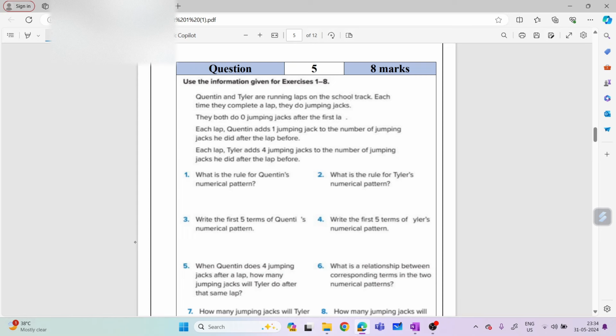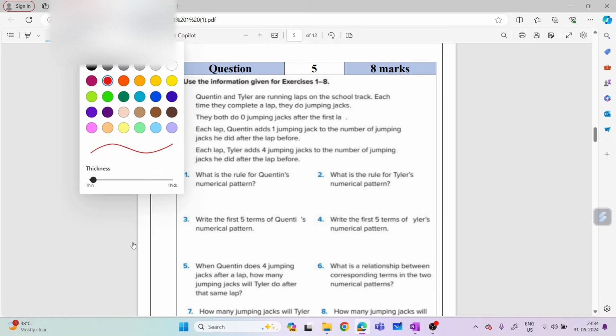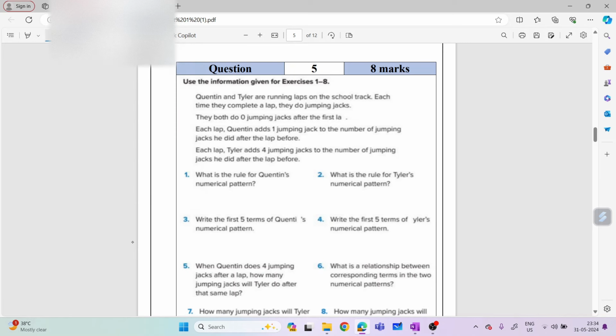This is also a show your work problem. See here, there are a lot of questions, but very, very simple. You have to read carefully, please. Quinton and Tyler are running laps on the school track. Each time they complete a lap, they do jumping jacks. We call it JJ, jumping jacks. They both do 0 jumping jacks after the first lap.